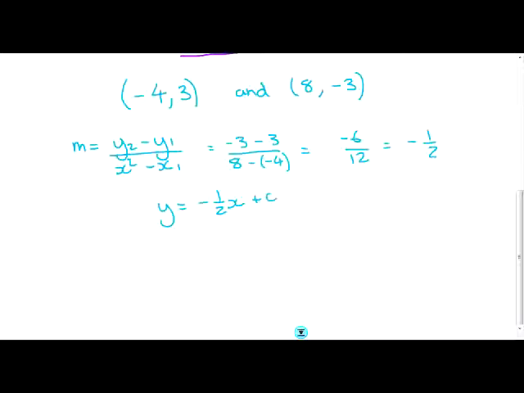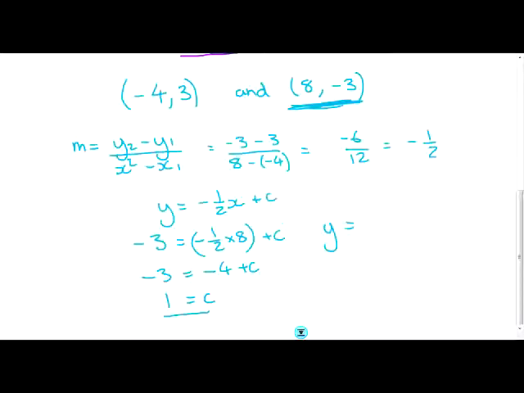But just so you understand, I'm going to use this coordinate, I just like it better. Minus 3 equals, I'm just writing down what I just verbally said. So minus 3 is equal to minus 4 plus c, add 4 to both sides, you get that. So y is equal to minus a half x plus 1. And normally we like to write it this way around, just because we think it looks a bit prettier, I guess. Both of those are correct.